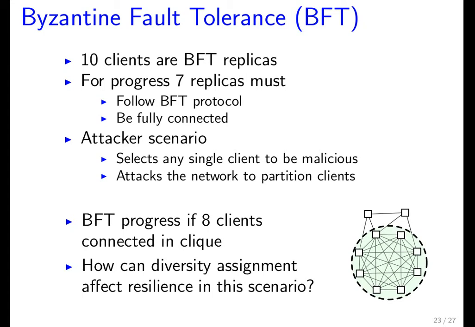The attacker could also choose to attack the routers. So we have a different attacker scenario. One attacker scenario is that you could say that any 3 replicas could be compromised, because you only need 7 replicas to follow the protocol for it to work. But we choose to have only 1 replica that can be attacked. So the attacker's a little weaker in that sense, but the attacker is also stronger in the sense that it can attack the network and try to partition the clients. So from the network's perspective, for BFT to make progress, the network needs to put 8 clients in a connected clique, since the attacker can pick one of those 8 clients to be malicious, and then you're still guaranteed to have 7 clients that are fully connected in a clique and are following the protocol.